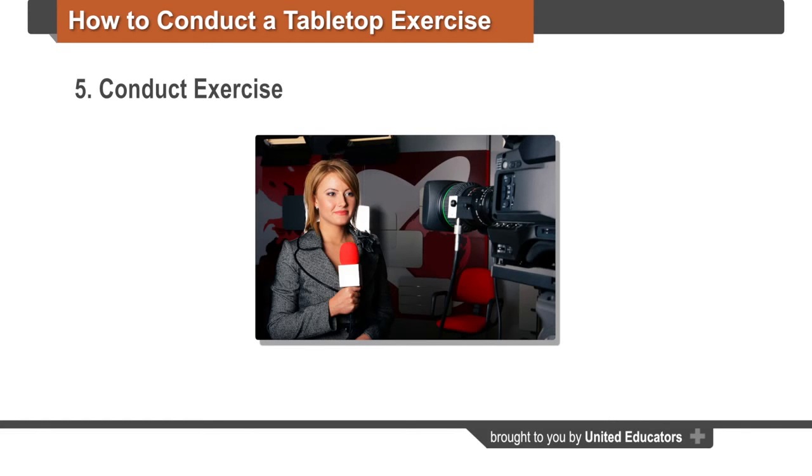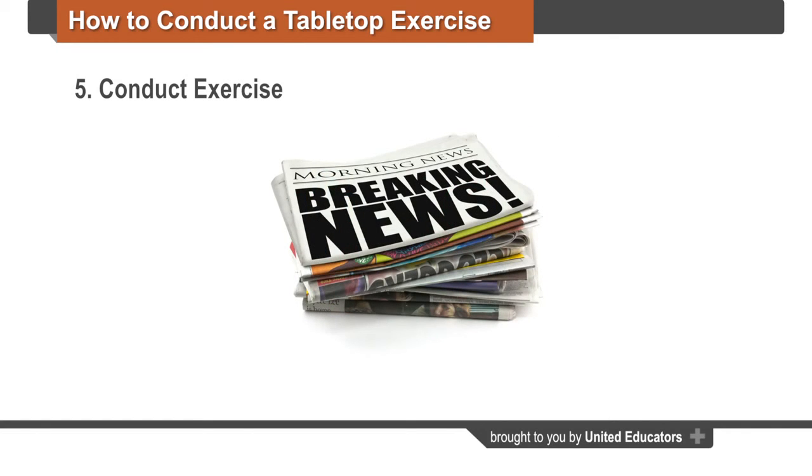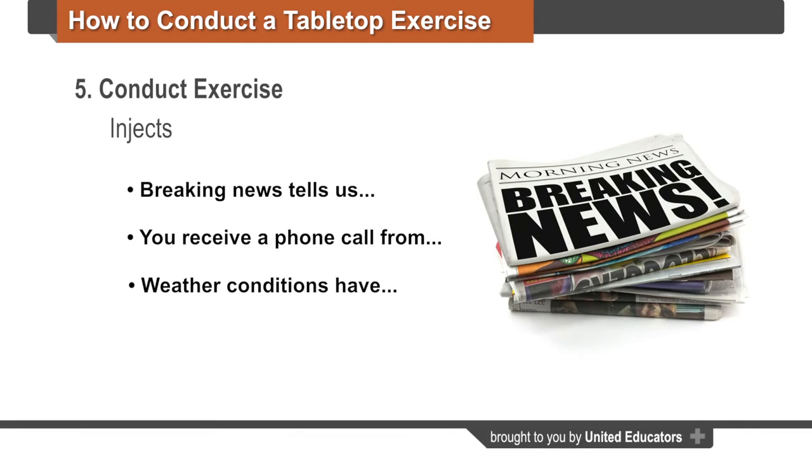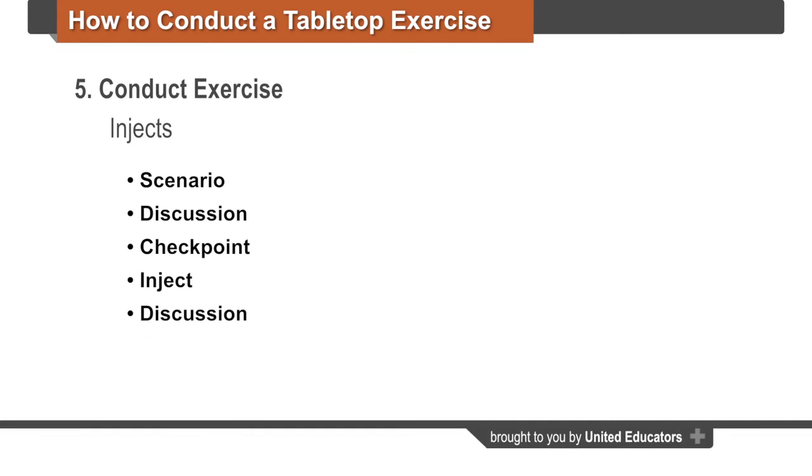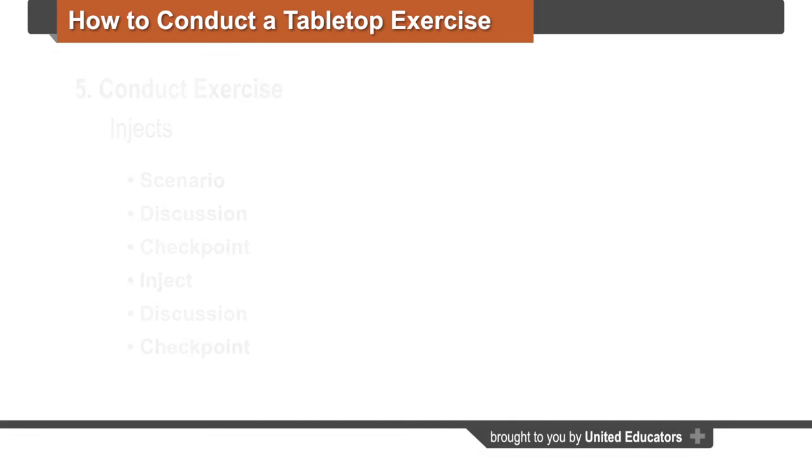In an actual crisis, new information surfaces. In a tabletop exercise, this new information is presented to participants in the form of injects. Injects are new information that expand the scenario. They're strategically placed throughout the exercise to test the participants' ability to adapt their response. A typical sequence of a tabletop exercise is scenario, discussion, checkpoint, inject, discussion, checkpoint. The exercise will continue in this way until all injects have been revealed. There are generally 4 to 5 injects for each scenario. Let's check back in with our exercise participants to see an example of an inject.